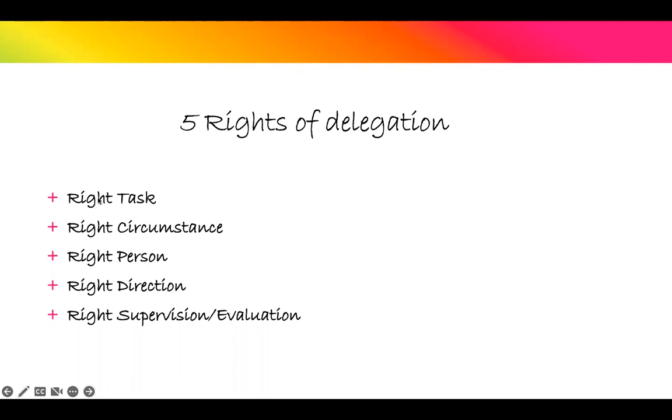Before you can do the delegation, you need to know these five rights of delegation. And the number one is task. Okay. The definition, sometimes if you don't define it well, you get confused. Basically, to delegate a task to an LPN or UAP, they should have their own scope of practice. That is all what it's about.